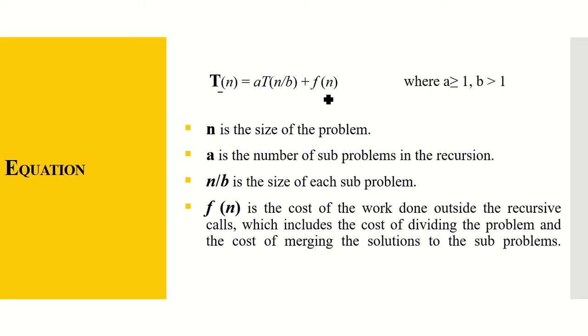Now, what do these variables hold? n is the size of the problem. a is the number of subproblems in the recursion, that is how many times we divide. n/b is the size of each subproblem. And f(n) is the cost of the work done outside the recursive calls, which includes the cost of dividing the problem and the cost of merging the solutions to the subproblems. So the divide and conquer strategy helps us divide the problem into various functions and then in the end merge them in a top-down strategy.